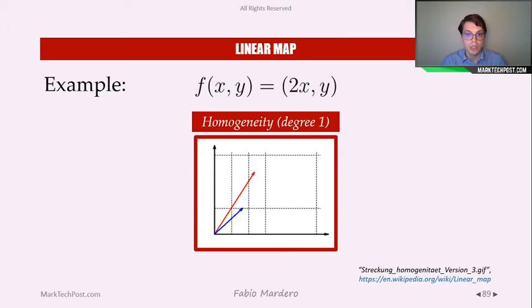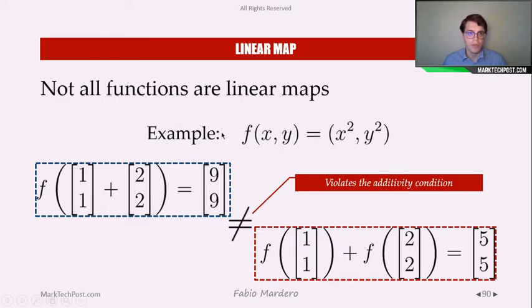The homogeneity condition is the same. As you can see, the two vectors after these two steps point to the same coordinates. But please notice that not all functions are linear mappings. For example, let's take a look at this f.